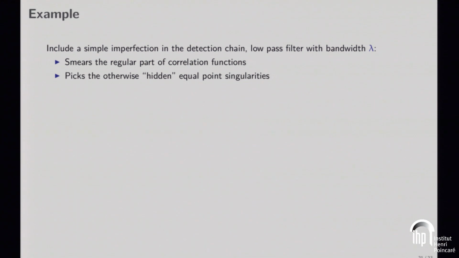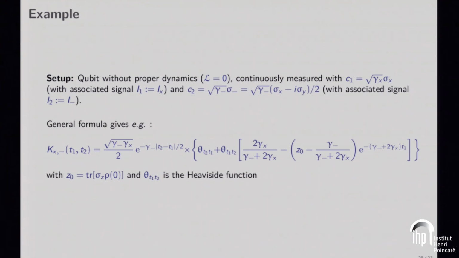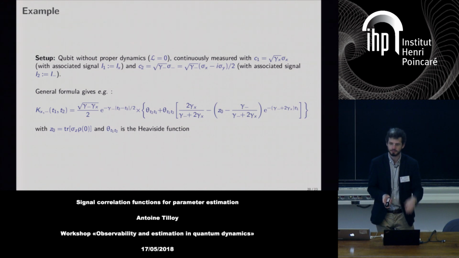Of course, this is without any imperfection of the detection chain, but you can add a low-pass filter with a certain bandwidth lambda, and this will smear the regular part of the correlation function, but also pick up the otherwise hidden equal point singularities. And what you get for the correlation function is then something like that. So here, this is the setup, where I take values for gamma x and gamma minus. So the time scale of the measurement is of order 1. This is what sets the time scale in my problem.